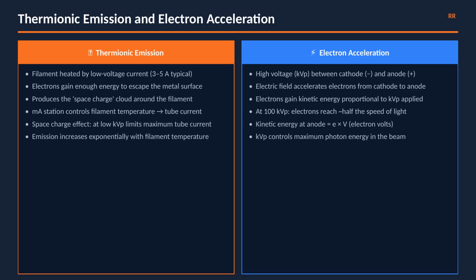Once electrons are freed, the high voltage applied between cathode and anode accelerates them across the tube at tremendous speed. At 100 kVp, electrons reach approximately half the speed of light. Their kinetic energy at impact equals the charge on the electron times the voltage applied, in electron volts. That maximum kinetic energy determines the maximum photon energy the beam can contain.